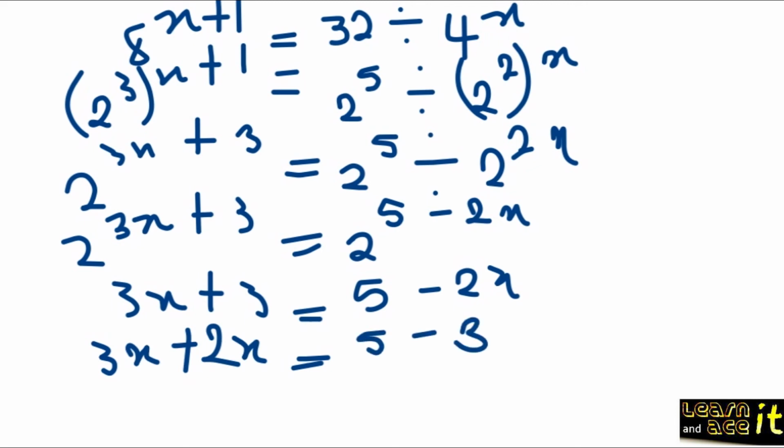minus 3. Alright, and then what is 3x plus 2x? That is going to give you 5x. Alright, so it's 5x, and then what is 5 minus 3? That will give you 2. So our final answer will be x equal to 2 divided by 5.